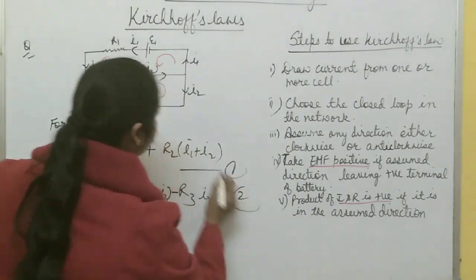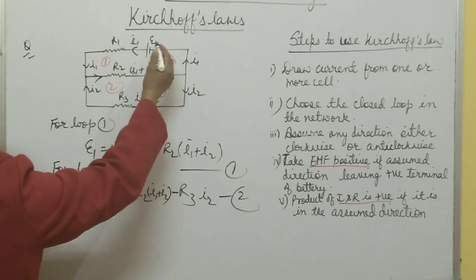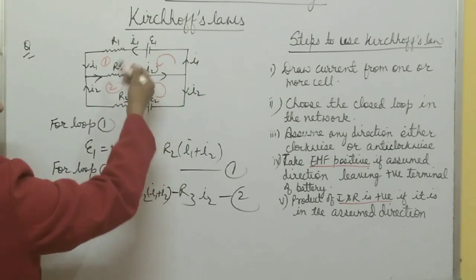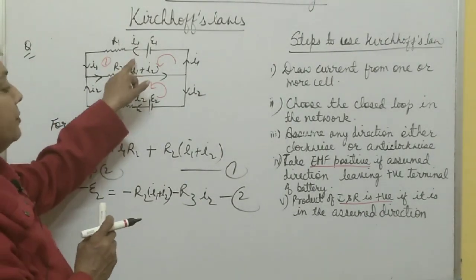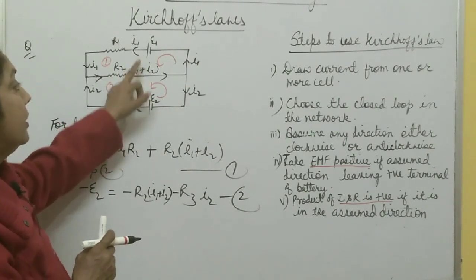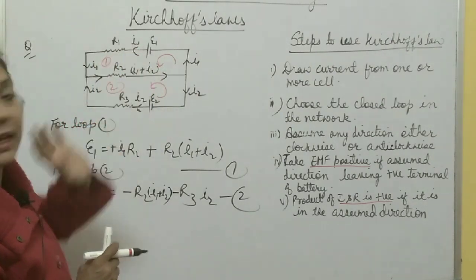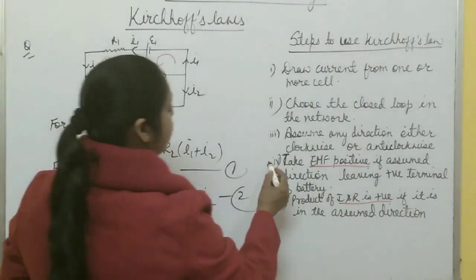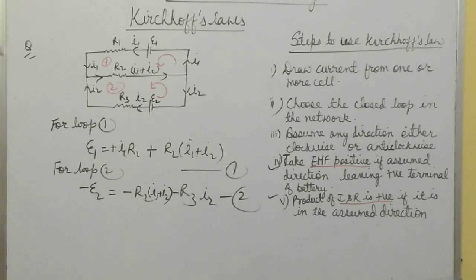These are two equations for loop 1 and 2. You can also choose the bigger loop. Here there are two cells, right? You choose any assumed direction and you write the equations according to that one. If the assumed direction is leaving the battery, then you take EMF positive, and also the product of I and R you choose positive, as it is in the assumed direction. So you must remember these steps. It's very helpful when you are solving questions. Okay, please take a screenshot. Then we'll move to the next topic.